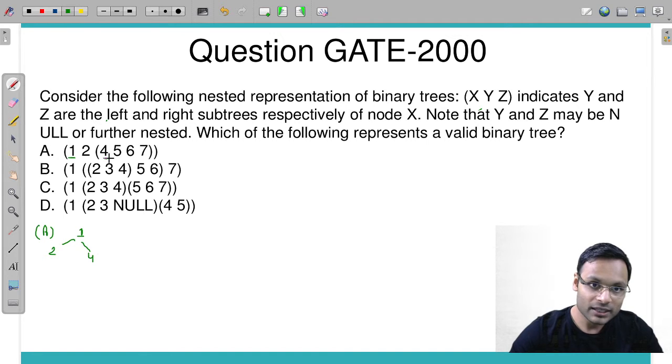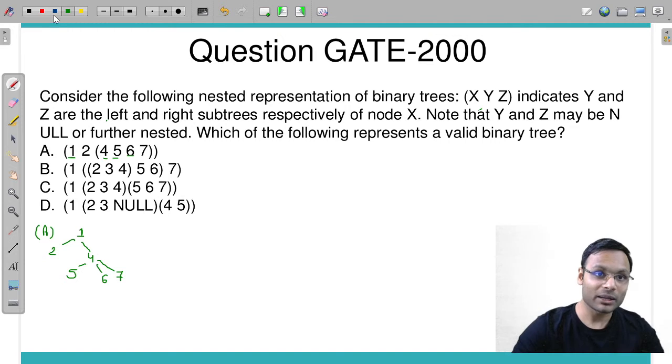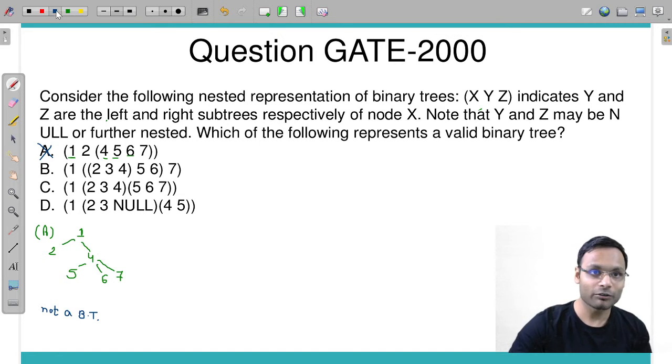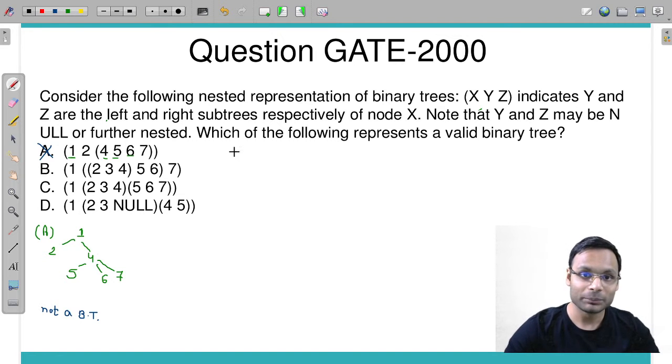Here is the first thing. Second thing 5, left child. Third thing 6, right child. Now why is this given? Why is this 7 given? 7 is given as a fourth thing, which means this is not a binary tree. Option A has gone wrong, not valid. Of course not valid.